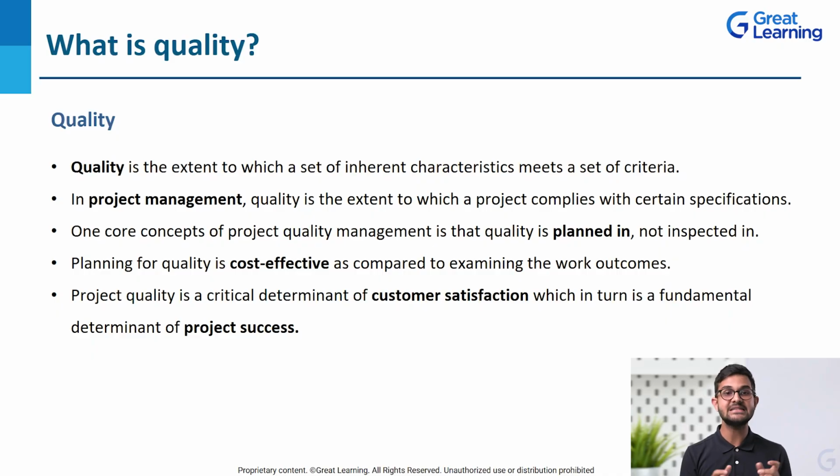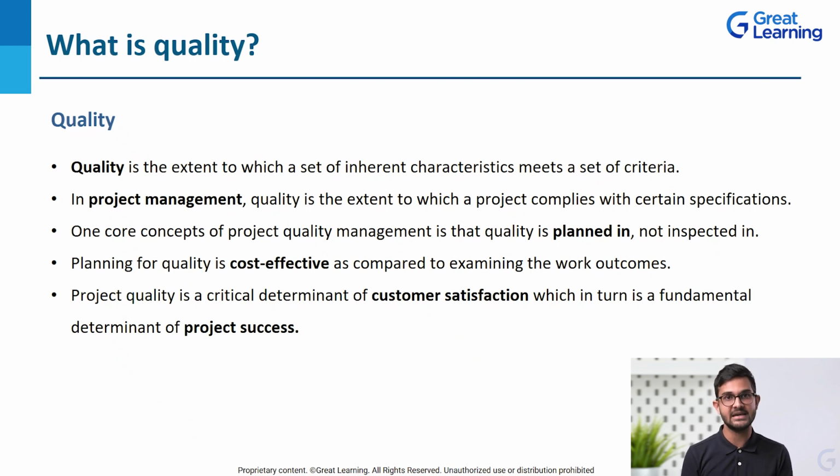So quality is the extent to which a set of inherent characteristics meets a set of criteria. Whenever you are talking about managing a project, there is always some objective, there are always some specified needs that we need to meet. There is some set of criteria. Now, to what extent you meet that set of criteria is your quality. If you are meeting that set of criteria to a good level, that will be high quality. If you are not meeting it to a good level, that means low quality. So that's how it works.